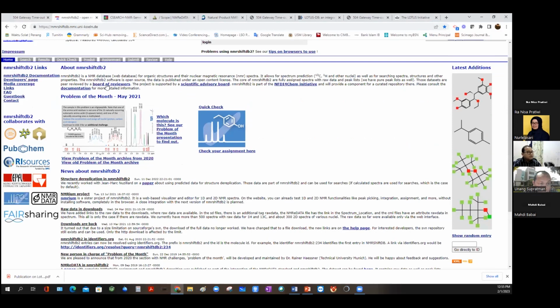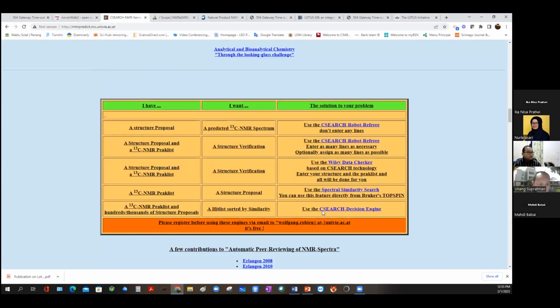For example, I already put the URL details, so you can explore by yourself. This one, for example, you can try to explore one by one. Okay, you can predict carbon-13 and something like that, for example.